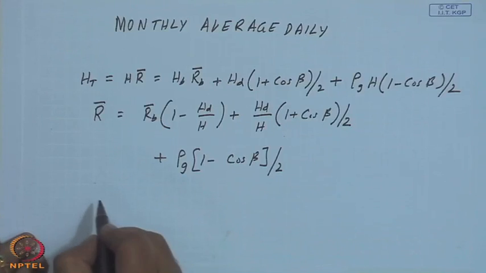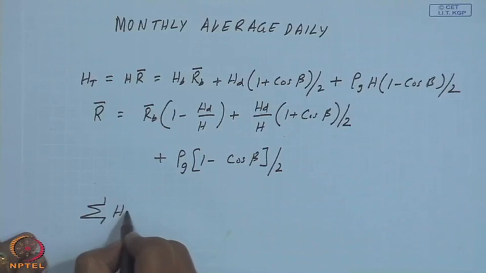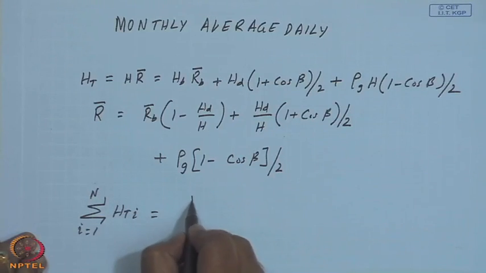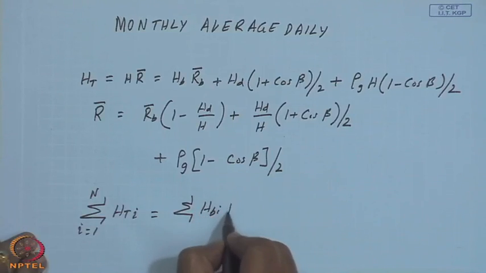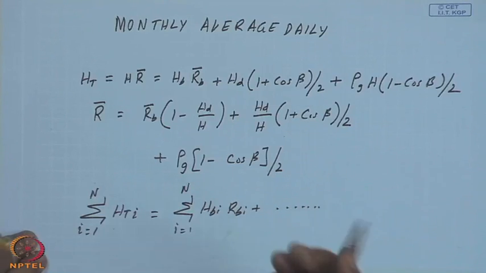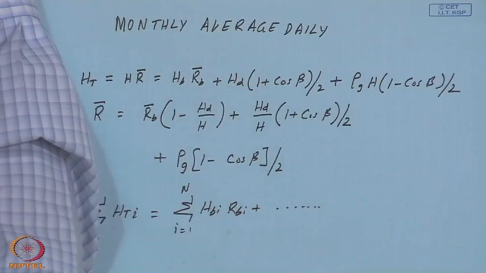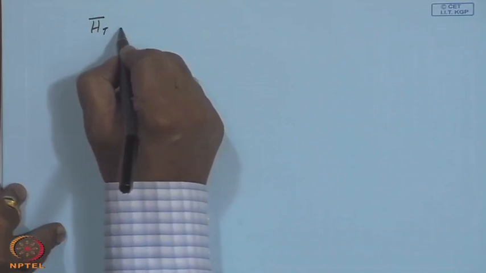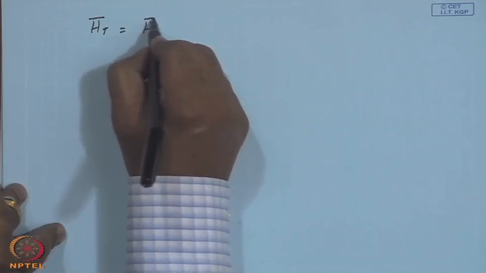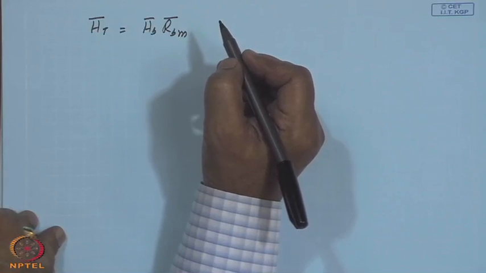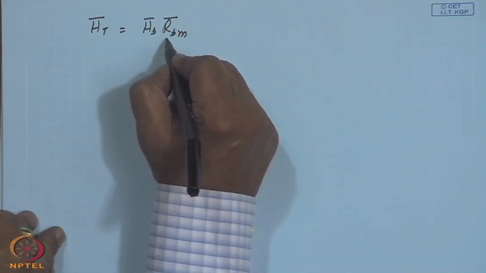Now, if we sum it up over all the days in the month, i varying from 1 to n, we will get several terms, H b i, R b i, i equals 1 to n, plus so on and so forth. Suppose I write this equation in a compact form, that is, I divide throughout by the number of days in the month. Then, to distinguish between the daily tilt factor and the monthly average daily tilt factor, I use the symbol R b bar m.